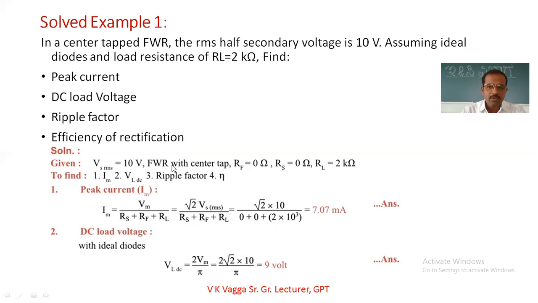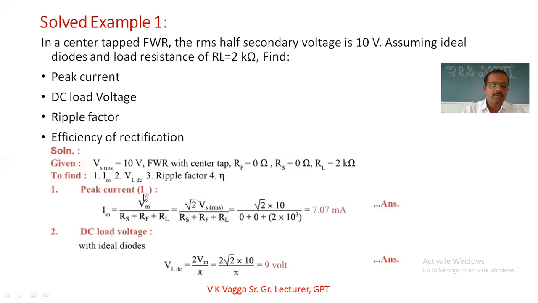I am going to repeat once again, because understanding the question is very important. In the center tap full wave rectifier, the RMS secondary voltage is 10 volts, so Vrms is equal to 10 volts. Assuming ideal diodes means the internal resistances Rf and Rs are 0 ohms. The load resistance RL is given as 2 kilo ohm. It asks to find the peak current Im, the DC voltage VL DC, the ripple factor and the efficiency. We'll find the peak current first.